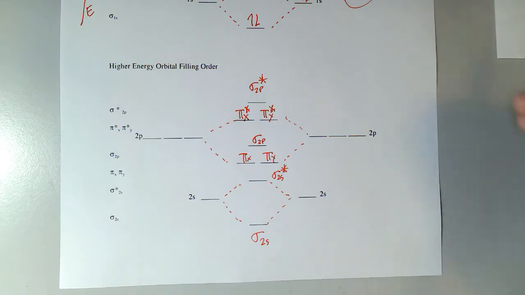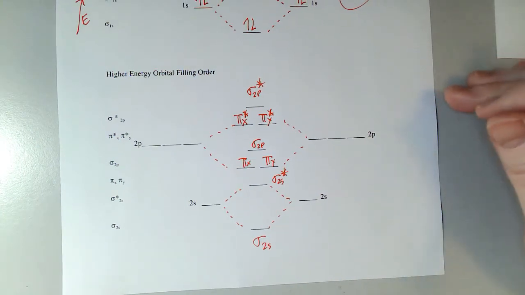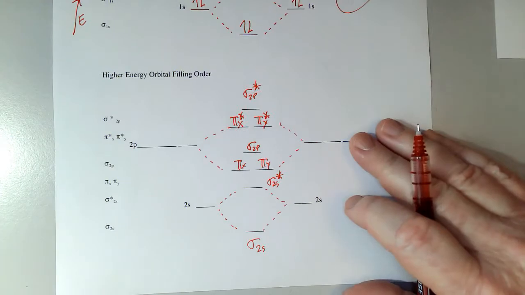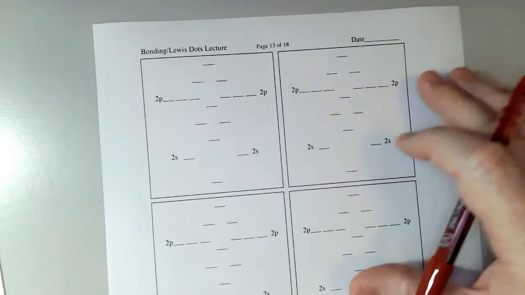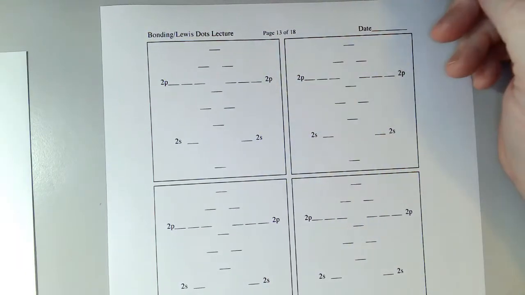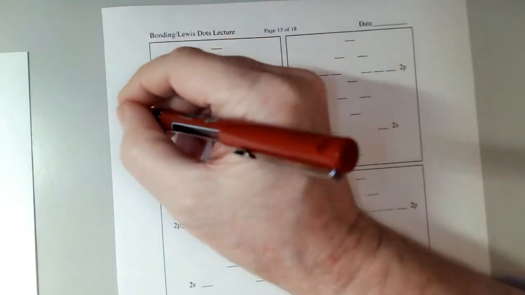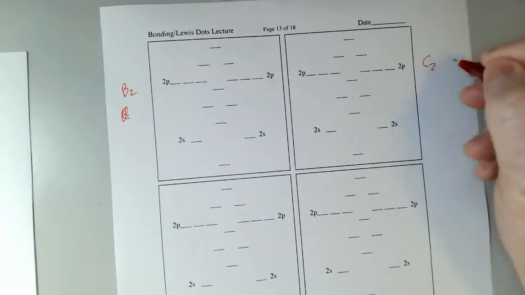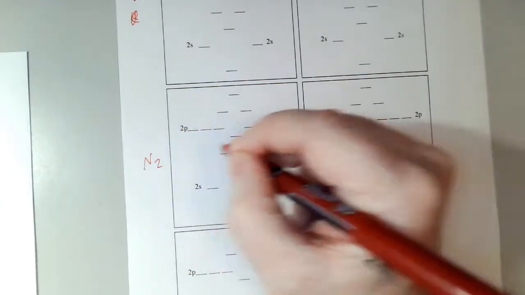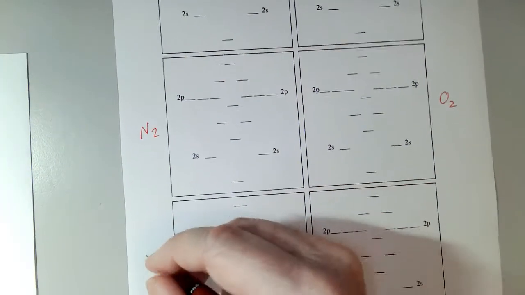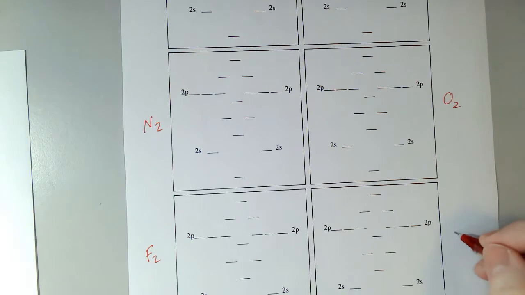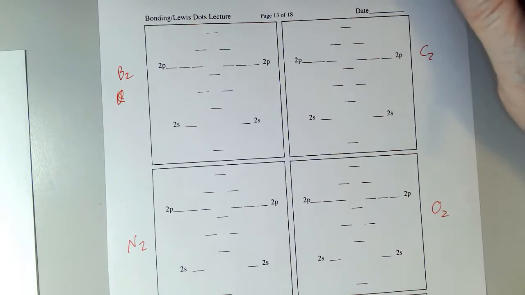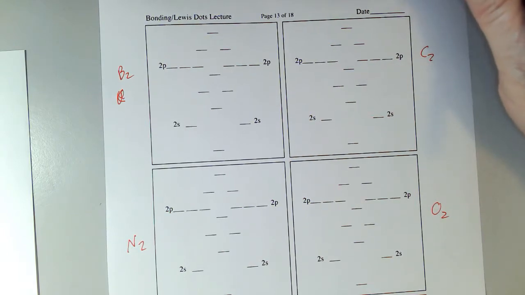Okay? Pause if you have to. Get caught up. Then turn on to page number 13. Okay. Now we are going to do some diagrams for 6 different diatomics. We're going to do B2, C2, N2, O2, F2, and Ne2. So we're doing period 2 of the p block.